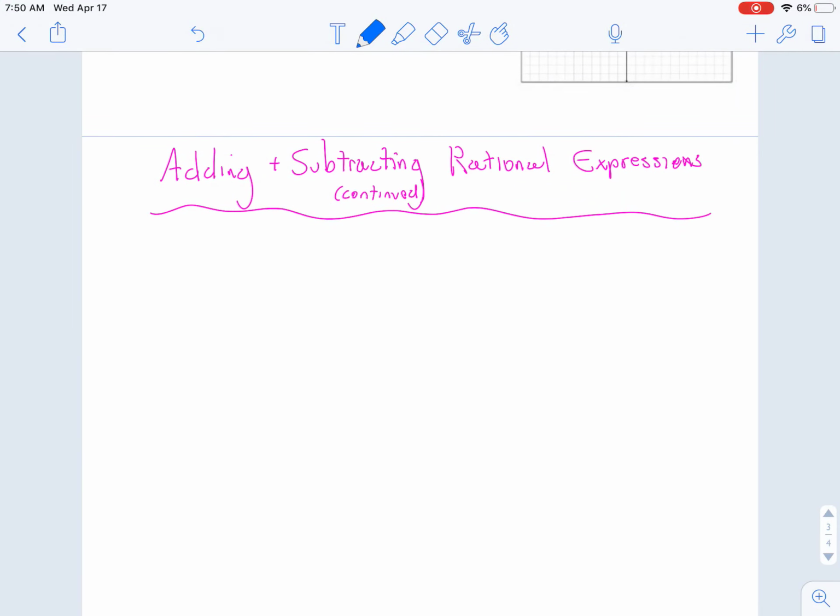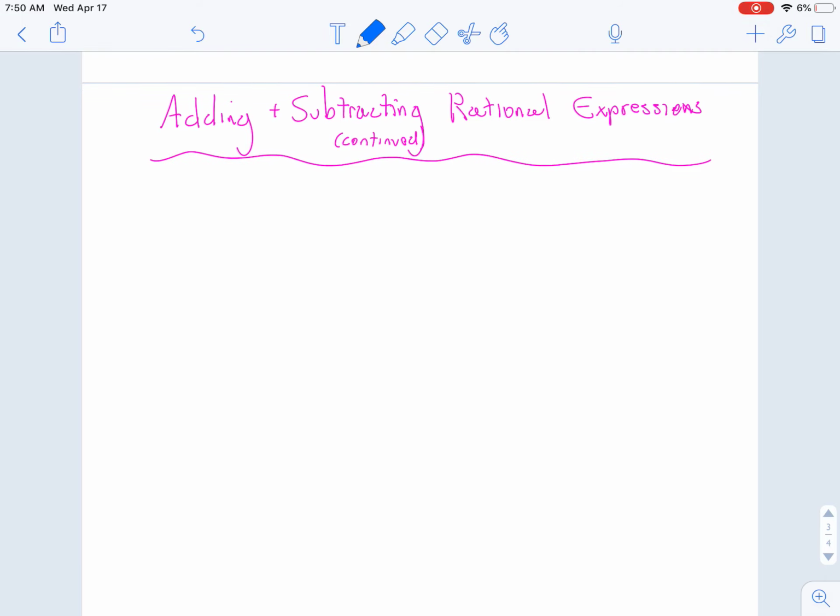All right, good morning. This is week 15, day 2. So, purple and gray classes that didn't have school today on Wednesday, this is your lesson for today. We're continuing our discussion, our talk on adding and subtracting rational expressions.